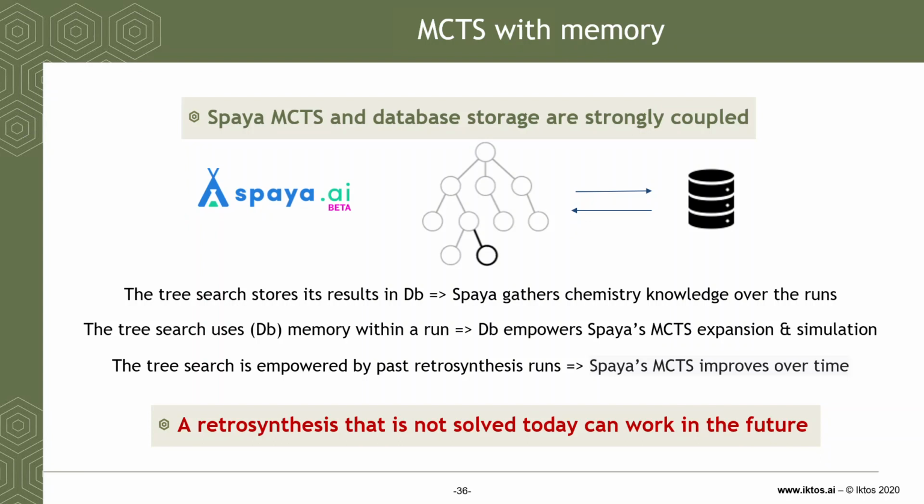Here at Iktos, we have an implementation of a Monte Carlo tree search that is strongly coupled with database storage. Which means that we have a Monte Carlo tree search that has memory of the past runs, for the future runs. When we perform a retrosynthesis analysis of some molecule, the tree search stores its results in the database. So Spaya gathers chemistry knowledge over the runs, and it uses this memory during the most important parts of the Monte Carlo tree search, which are expansion and simulation.